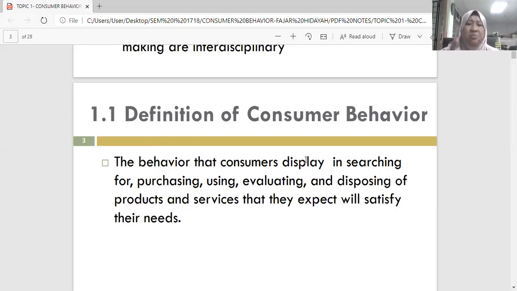Okay, we go to the definition of consumer behavior. It is stated that consumer behavior is the behavior consumers display in searching for, purchasing, using, evaluating, and disposing of products and services that they expect will satisfy their needs. When we talk about consumer display, we mean how the customer reacts in the process of searching and seeking for the product they want, and how passionate they are to find it, then the purchasing behavior, and how they use and evaluate, because the evaluation of each consumer will be totally different.